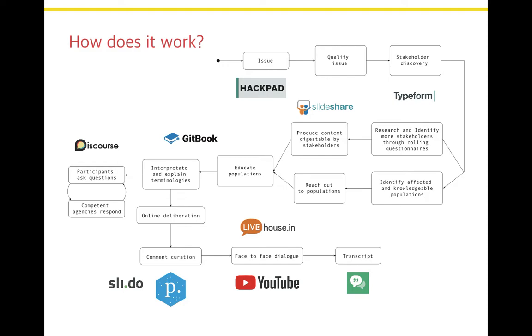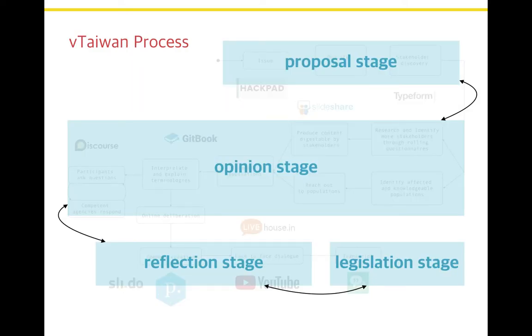So the meeting will be recorded and transcribed, and that will be used as the material for the next action, which could be making a draft bill and sent to the legislation department. So here, you can see roughly 4 stages in the vTaiwan process. But again, there's no rule saying that the stages have to follow one another.